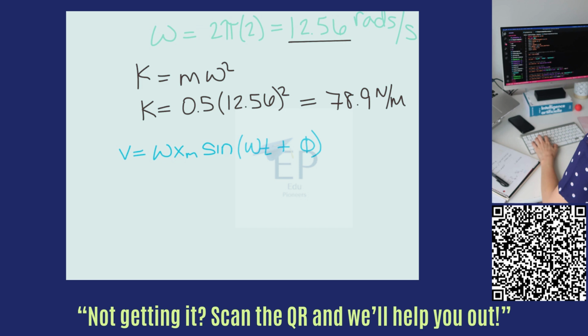So we can essentially ignore this portion of the equation itself, giving us the final equation being velocity equals omega times amplitude. And so when we plug in our values for that, we know our omega, because we solved it earlier, is 12.56, and our amplitude is given in the problem as 35 centimeters or 0.35 meters. So our velocity equals 4.4 meters per second.